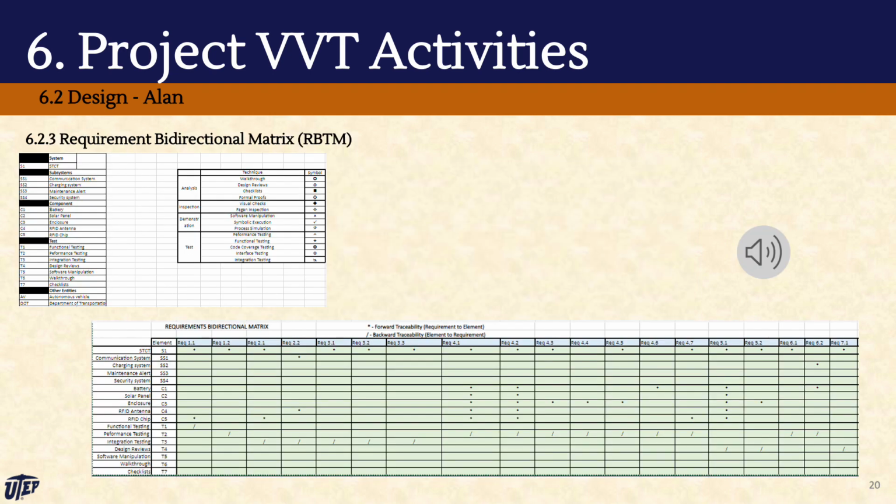6.2.3 Requirement Bidirectional Matrix. The RBTM is used to determine that all requirements in a product have been completely addressed and that all requirements can be traced to a valid source. The RBTM provides a mechanism to go from a requirement to its implementation, while also providing a mechanism to go back from an element in the implementation to its requirement, providing a reference. This allows review of backwards and forward traceability for each requirement.